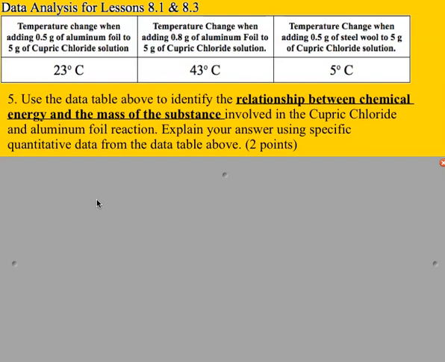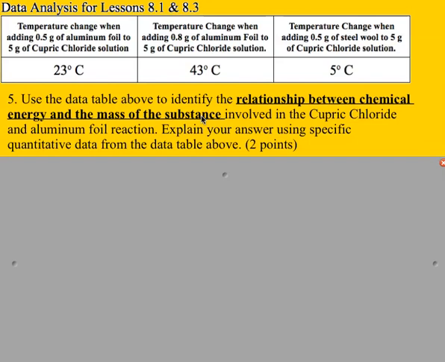Now, did you see this question word for word in the video? No. But we covered this in class. It came from activity 8.1 and 8.3. So even if you were gone or absent and you weren't done with this, we gave you the data. So it says, use the data table above to identify the relationship between chemical energy and the mass of the substance. Some of you lost points because you never identified the relationship.